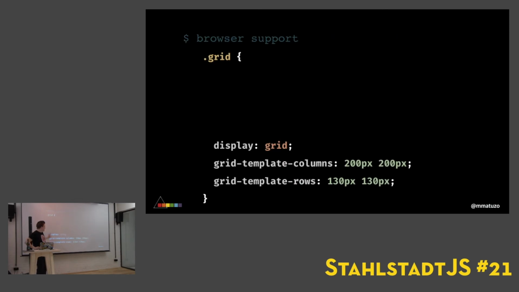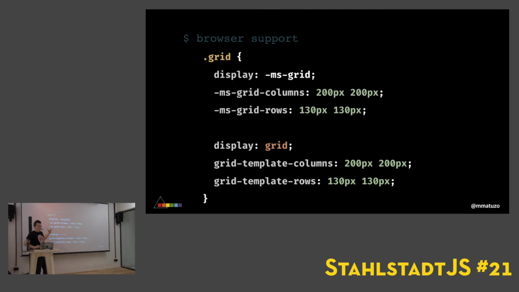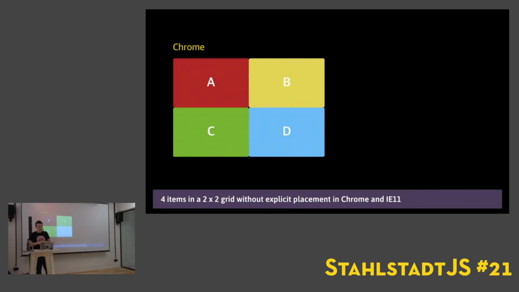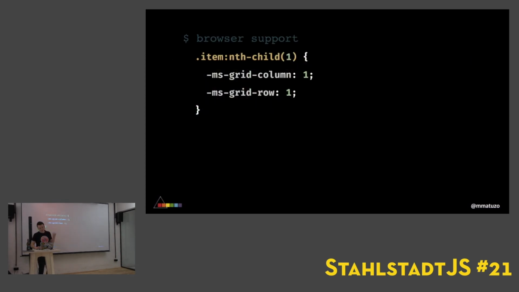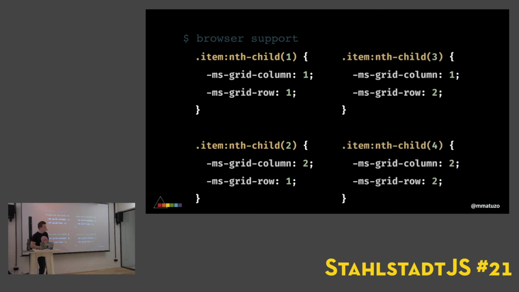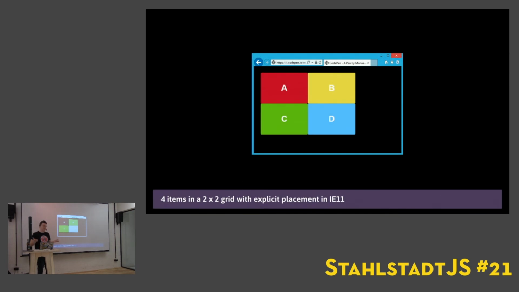You define the properties for new browsers, and then you just use the prefixed properties for columns and rows. And let's say we have a 2x2 grid with 4 items. This is what we get in Chrome. Looks nice. And this is what we get in IE. The problem is there is a grid, but we have to explicitly place every item. There is no automatic placement, and this sucks. So we would have to select every single item and place them on our lines and rows. And then we have the same result. So it works, but you have to do a lot of manual work.